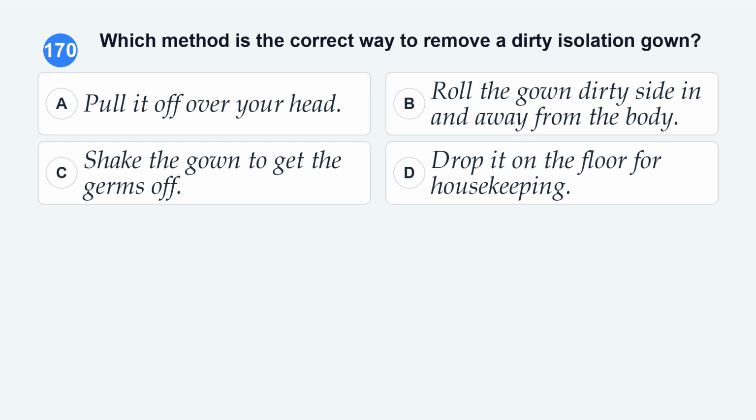Option A. Pull it off over your head. Option B. Roll the gown dirty side in and away from the body. Option C. Shake the gown to get the germs off. Option D. Drop it on the floor for housekeeping.